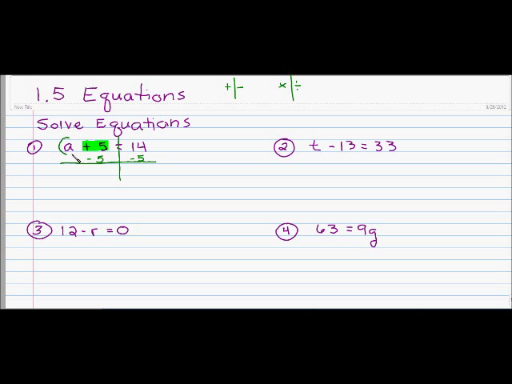Notice I didn't do anything with my A. So I'm going to bring it straight down. This cancels out. That makes a big fat 0. And 14 minus 5 is 9. So A equals 9. Now I'm going to go back and I'm going to double check it.